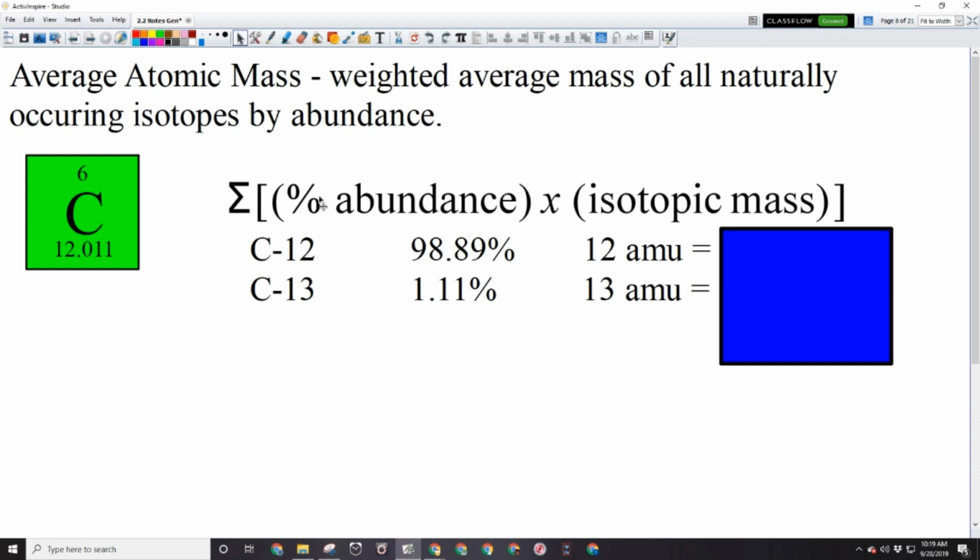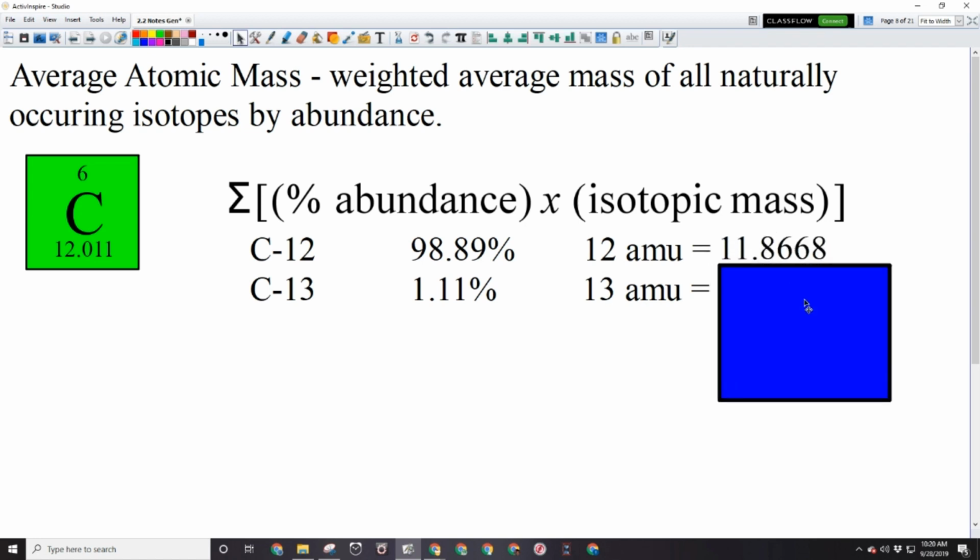So let's take this percent and multiply it by this isotopic mass, and it should give us a number out here, but we can't multiply by a percent, so we have to change this to a decimal. So you know, to change a percent to a decimal, you move the decimal place 2 times to the left. So it's going to be 0.9889 times 12, and on your calculator, you should get 11.8668. So go ahead and try that, because you're going to need to be doing this for practice on a practice sheet.